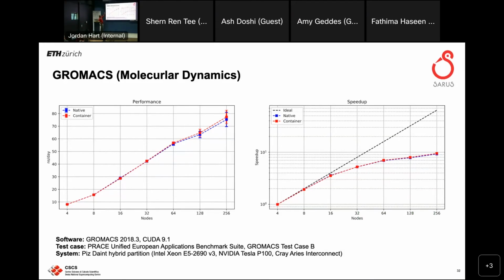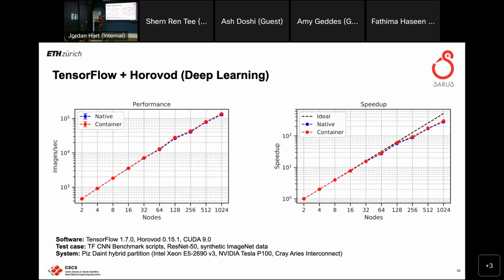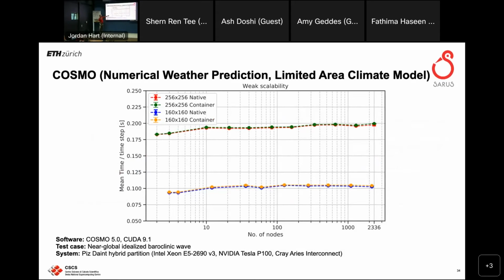And here we are comparing molecular dynamics, deep learning applications, TensorFlow, and Cosmo, NWP. And in all cases, the story is pretty much the same. When you can run at scale with containers, you get even a slight improvement in performance. So no loss in performance, it's a slight improvement, typically because you have better control over the software stack when you work with containers. And then there are, of course, all the other advantages that you have with containers.